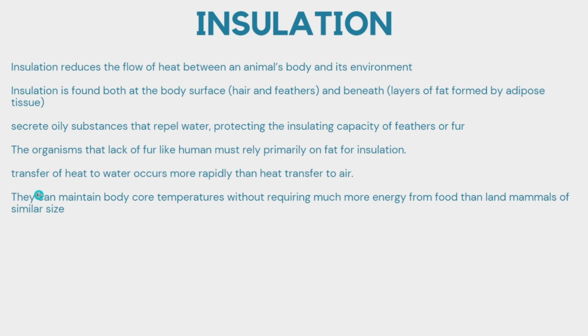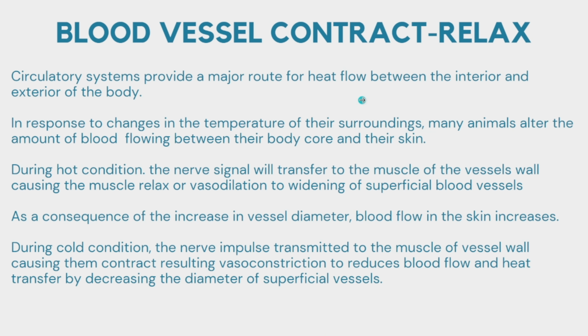This fat insulation is able to transfer heat to water more rapidly than heat transfer to air. They can maintain our body core temperature without requiring more energy from food than a land mammal of similar size. So it is what we call insulation. In simple words, to understand it, it is either through the body surface, hair and feather, or the fat. Okay, another one is blood vessel contract and relax.